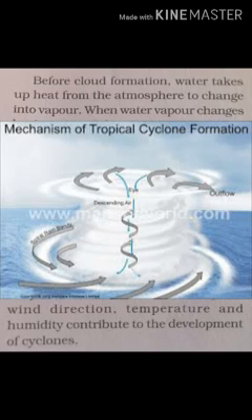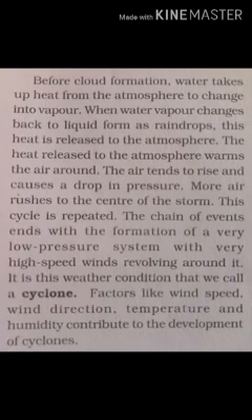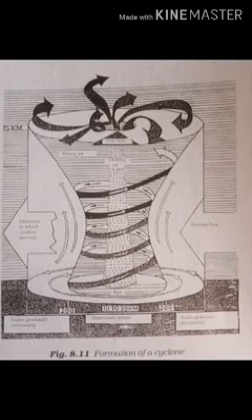Once the air becomes hot, it will become light and rise up. Once it rises up, there is a low pressure area. When a low pressure area is there, more air rushes from the nearby areas, and this causes the center of the storm. Wherever there is a low pressure area, that becomes the center of the storm. And the cycle keeps on repeating. A chain of events ends up in the formation of a very low pressure system with very high speed winds revolving around. It is this weather condition that is called a cyclone.